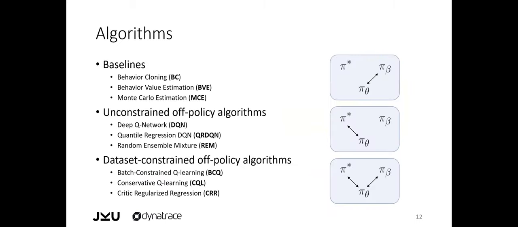Okay, so now we have data sets and can characterize them. What we finally need is some methods to evaluate on. And these methods can be divided into 3 categories, roughly. Ones are the baseline methods, which try to approximate the behavioral policy in some sense. The unconstrained off-policy algorithms that try to approximate the optimal policy. These are basically variants of Q-learning. And data-set-constrained off-policy algorithms that try to find the optimal policy while staying constrained to what we know from the data set.